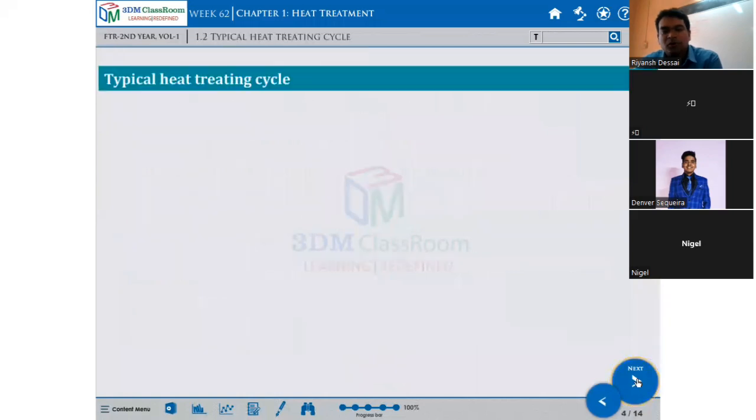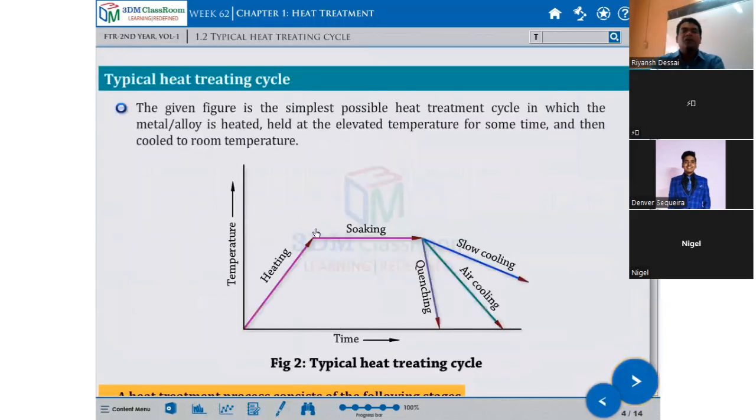You have to remember. So now the typical heat treating cycle. So this basically is the one cycle here.